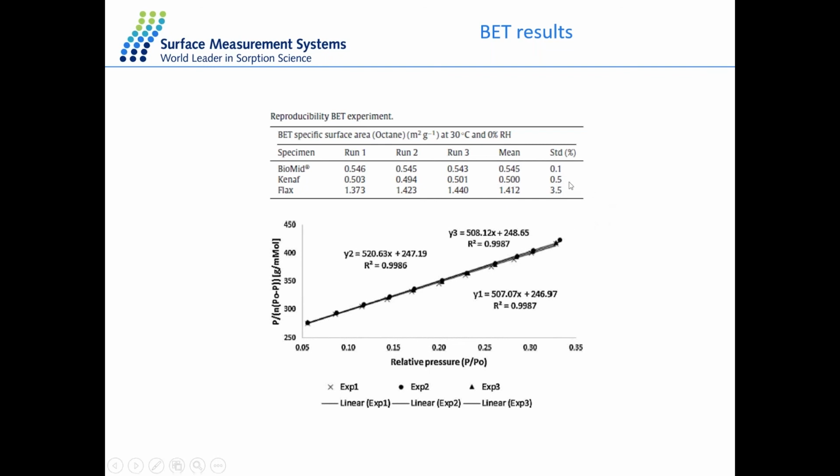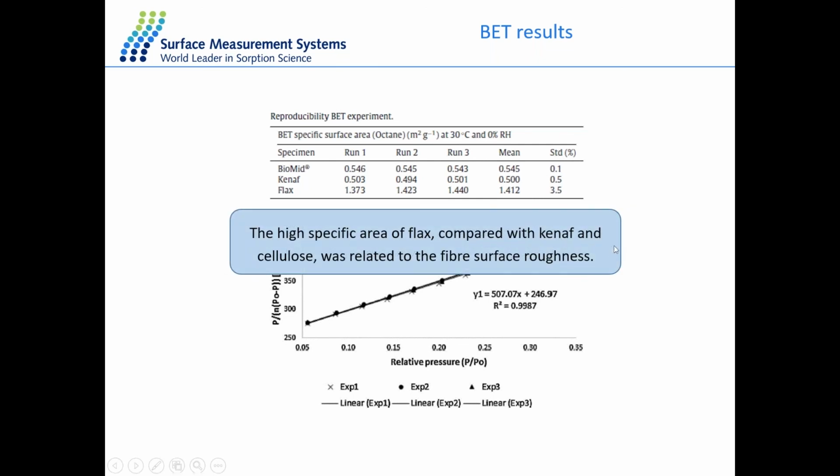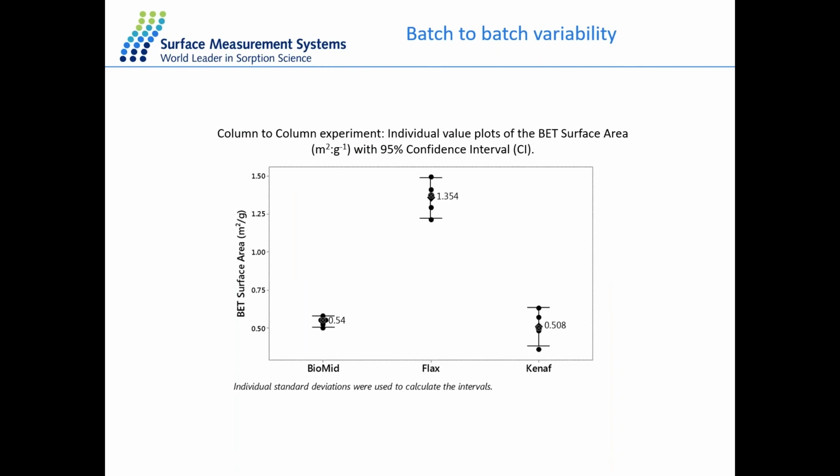The variation in standard deviation is also quite significant, because in our industrialized fiber we have a very low standard deviation, whereas in the other two fibers we have a slightly higher one, specifically for the flax fiber. So what this is telling us is that, due to the standard deviation and the higher BET surface area, this may correlate to the surface roughness of the fibers.